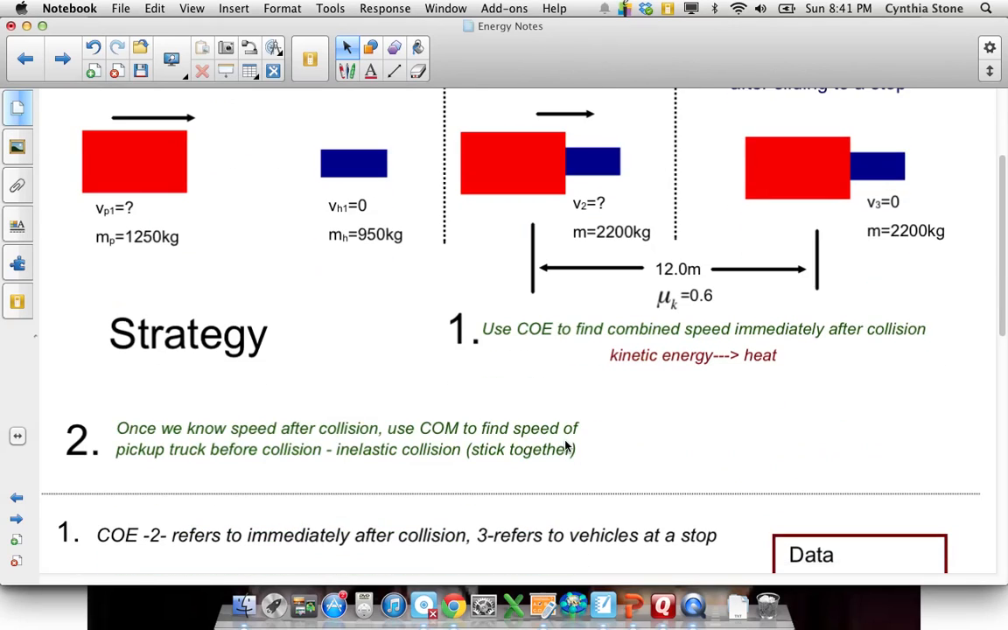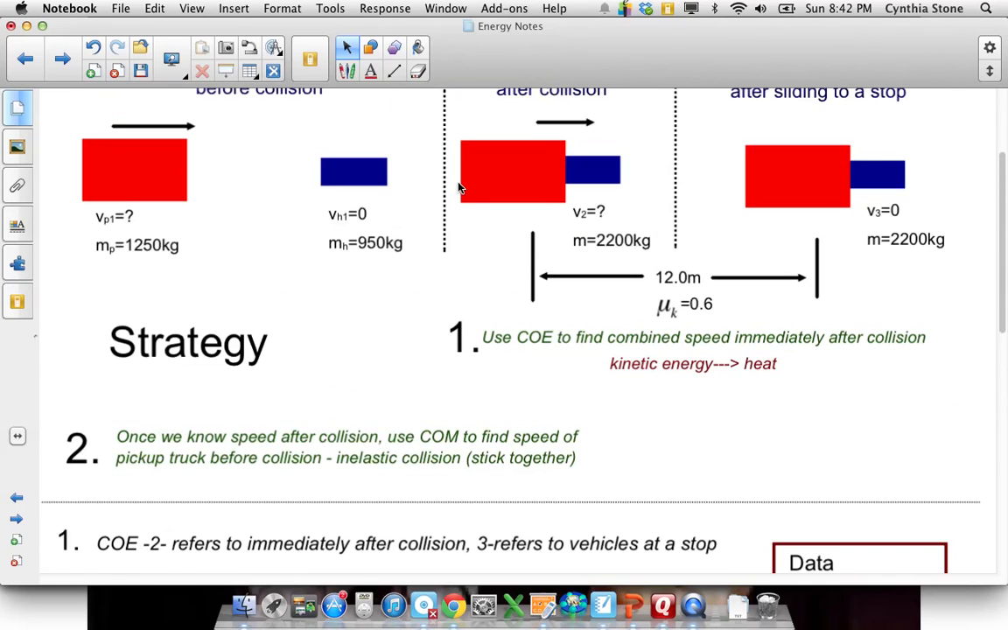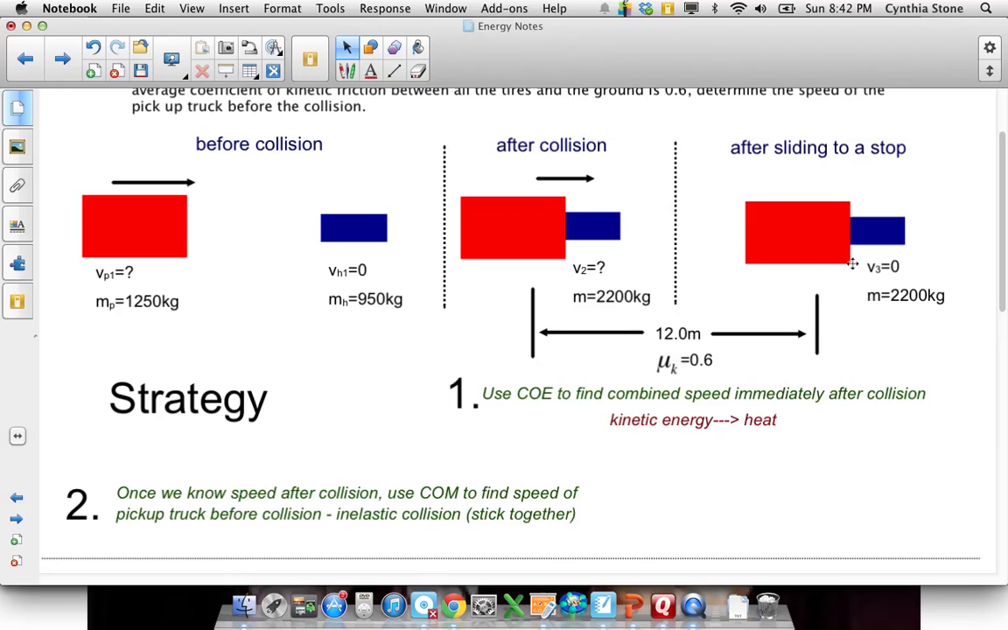So here's what I'm going to do: use conservation of energy, because after that collision you've got the kinetic energy of them moving, and it turns all to heat through the locked tires, right? So I can use EK equals E thermal. And then once you know that, you go use conservation of momentum. So it's a two-step problem. Let's look at the first step. I'm calling this one, this is two, and this is three, right?